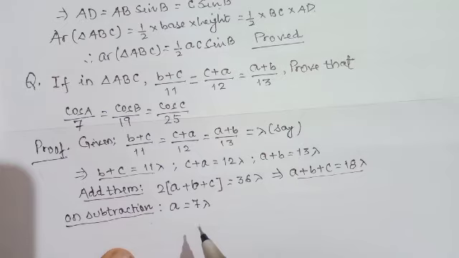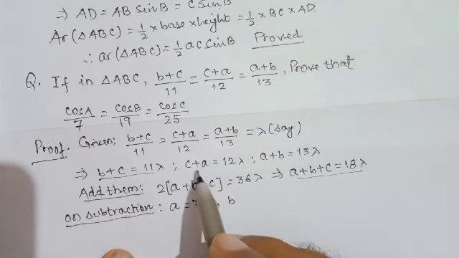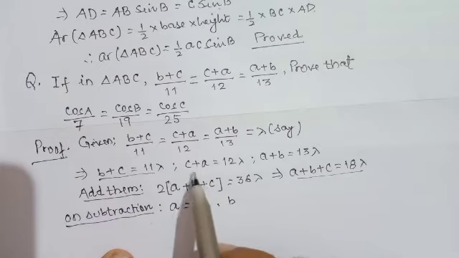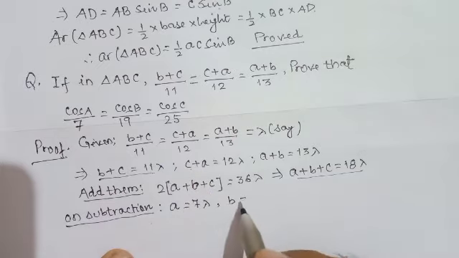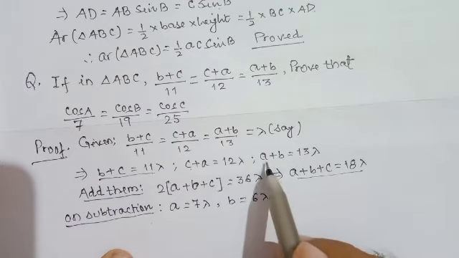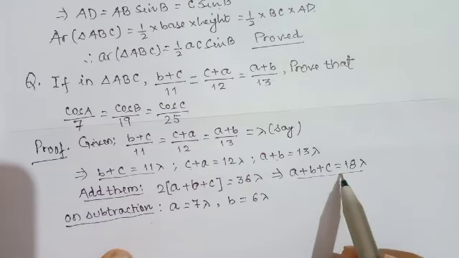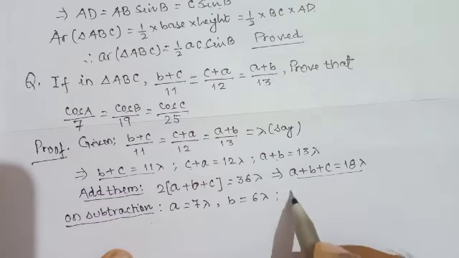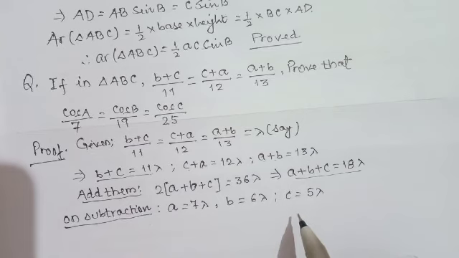Similarly, B is equal to... subtract this equation from this one, so C plus A should be cancelled. B is equal to 6 lambda. And similarly, subtract A plus B is equal to 13 lambda from this one. So C is equal to 5 lambda after subtraction.